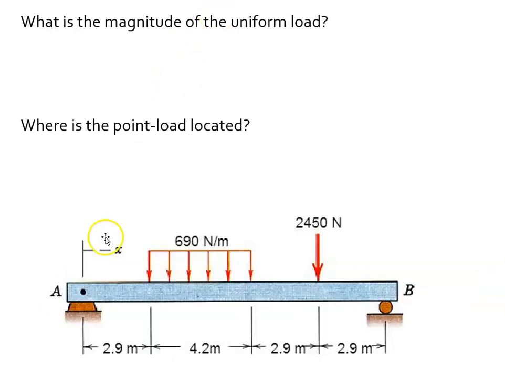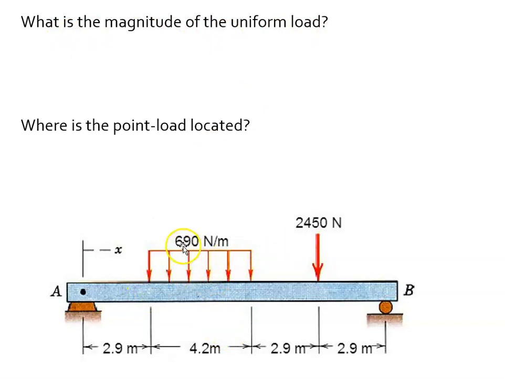All right, what is the magnitude? So let's look at what we see. We see a beam, I see a roller, I see a pin, I see numerous dimensions across the bottom. I see a uniform load here in the middle, a certain distance from A. This is just a center line there, and then I see a point load over here to the side as well. Okay, so what is the magnitude of the uniform load?